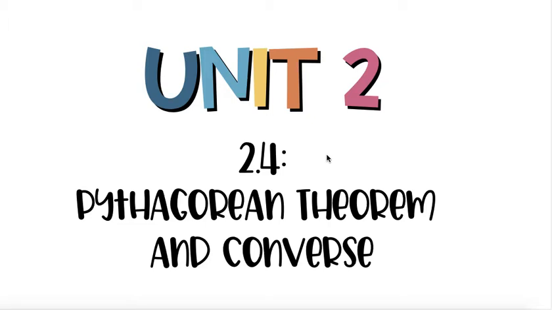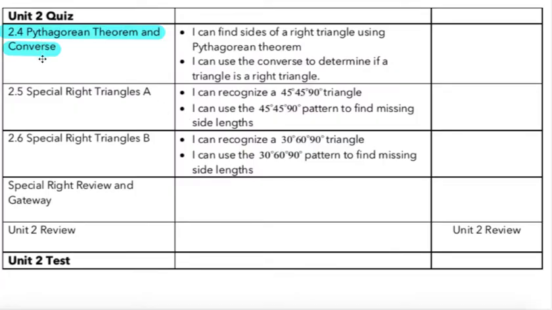This is Unit 2, Section 2.4, looking at the Pythagorean Theorem and the Converse. So we've just taken our quiz and now we're moving into the second half of this unit, where we've practiced simplifying radicals and now we're going to apply that in a couple of different applications: the Pythagorean Theorem, which should be a review, and then two types of special right triangles.